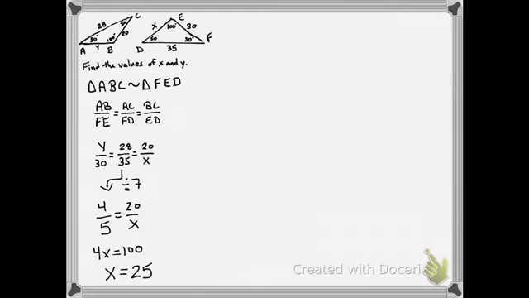To get y, we'll do the exact same thing. We'll take that statement of y over 30. That has to be equal to our 28 over 35, which reduced down to 4/5. We can cross multiply just like we did before. 5y is equal to 4 times 30, which is 120. If we divide both sides by 5, y ends up equaling 24. And so there's our two measurements.